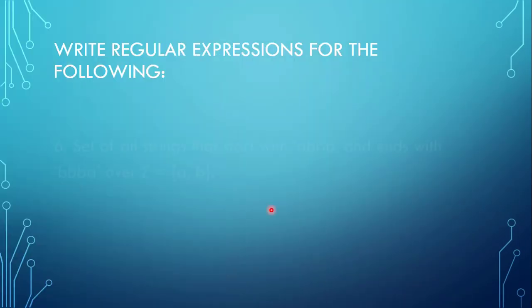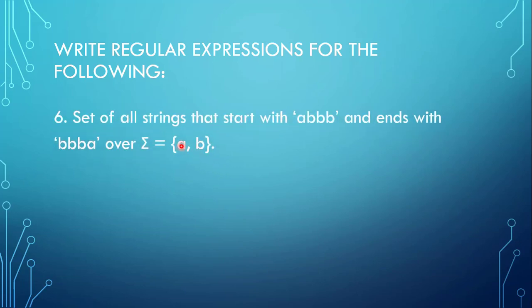Moving on to our next question, we have the set of all strings that start with aaabbb and end with bbbaa over the input a, b. Take some time and pause the video to try and solve this question on your own. In case you do not get the answer correct, you can always play the video and see the answer for the question. So let's see the answer.